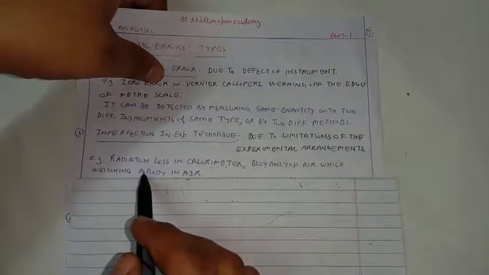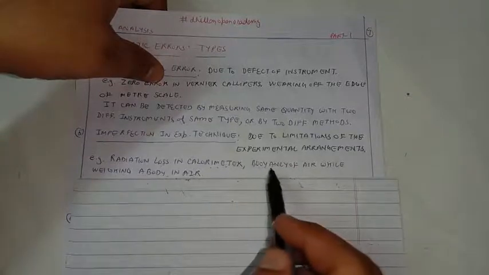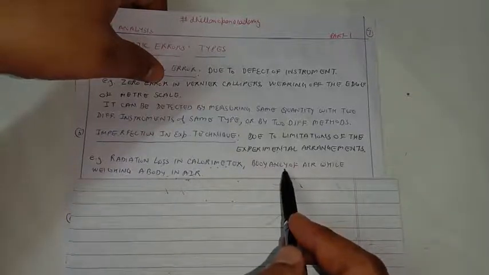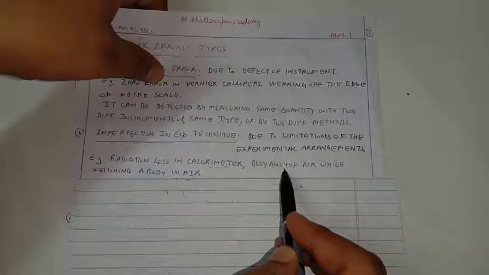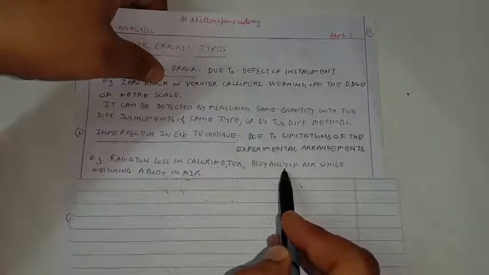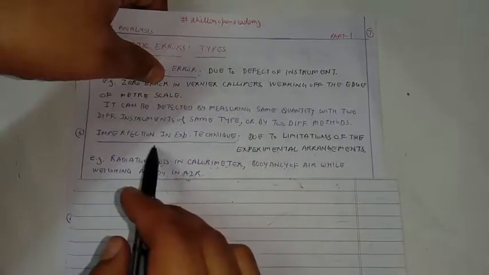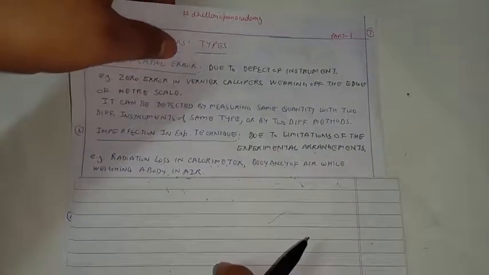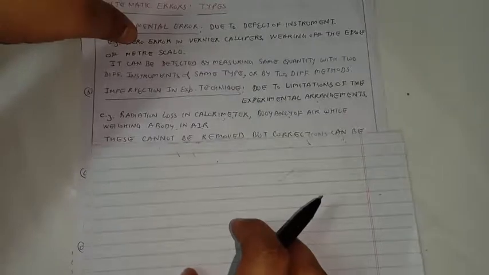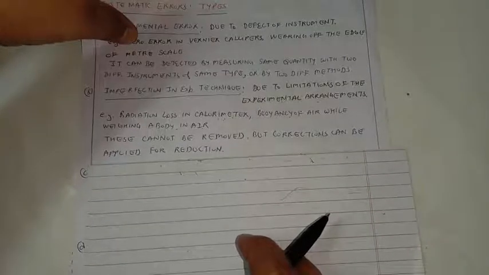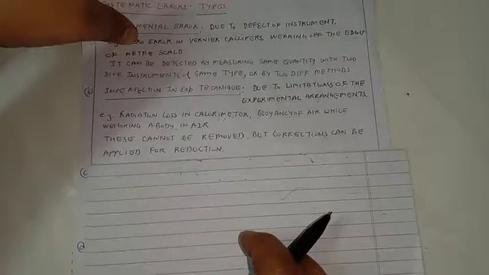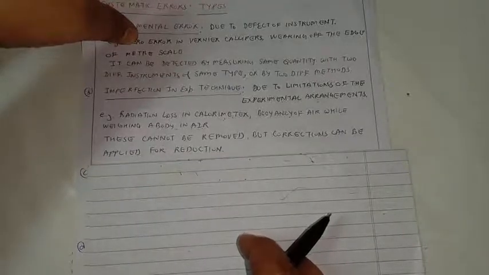When we measure the weight of a body in air, air also provides some buoyant force. Again, there will be an error in the measurement. So these kinds of limitations in the experimental arrangements provide error which is called imperfection in the experimental technique. These errors cannot be removed, but necessary corrections can be applied and they can be reduced. Only reduced, cannot be removed.